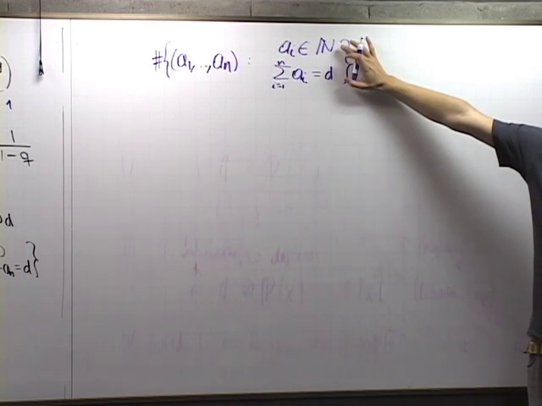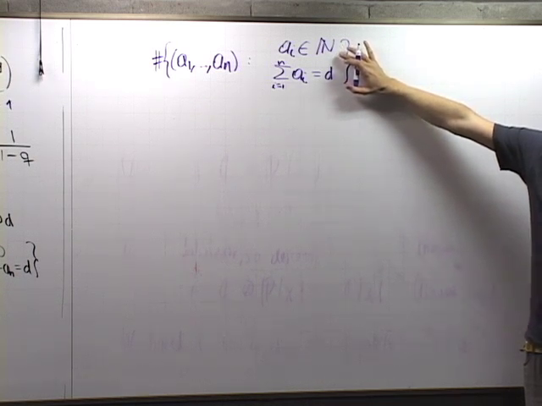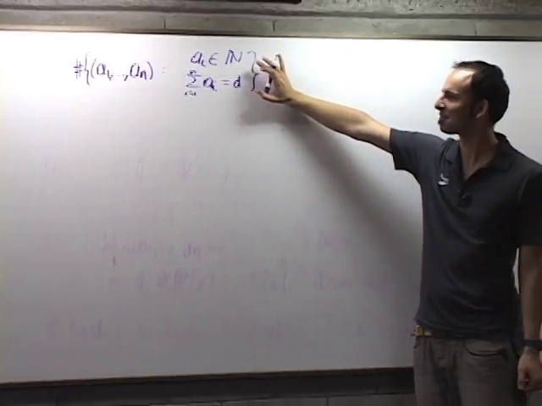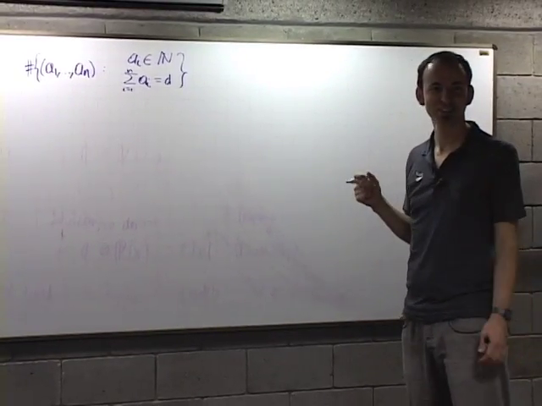En Colombia, 0 es natural, ¿cierto? A veces. Para mí 0 es natural. 0 is a natural number, okay? Not everybody agrees, but I agree with myself. You guys agree with me?